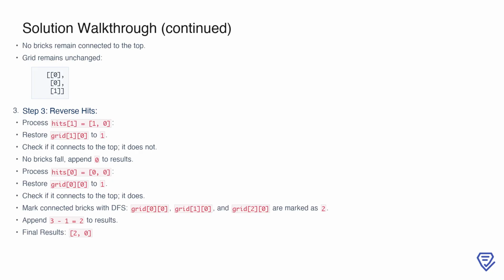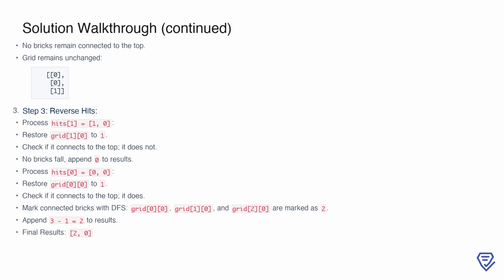Now, reversing the hits, we start by restoring the brick at grid 1, 0. However, this brick does not connect to the top row, so no additional bricks fall, and we append 0 to the results. Next, we restore the brick at grid 0, 0, which reconnects all the bricks in the column to the top.